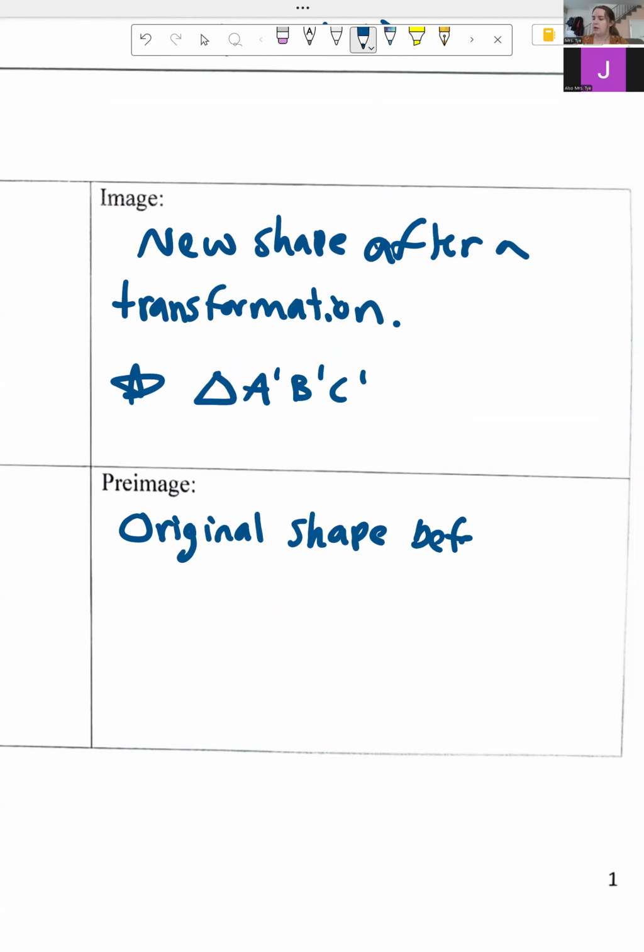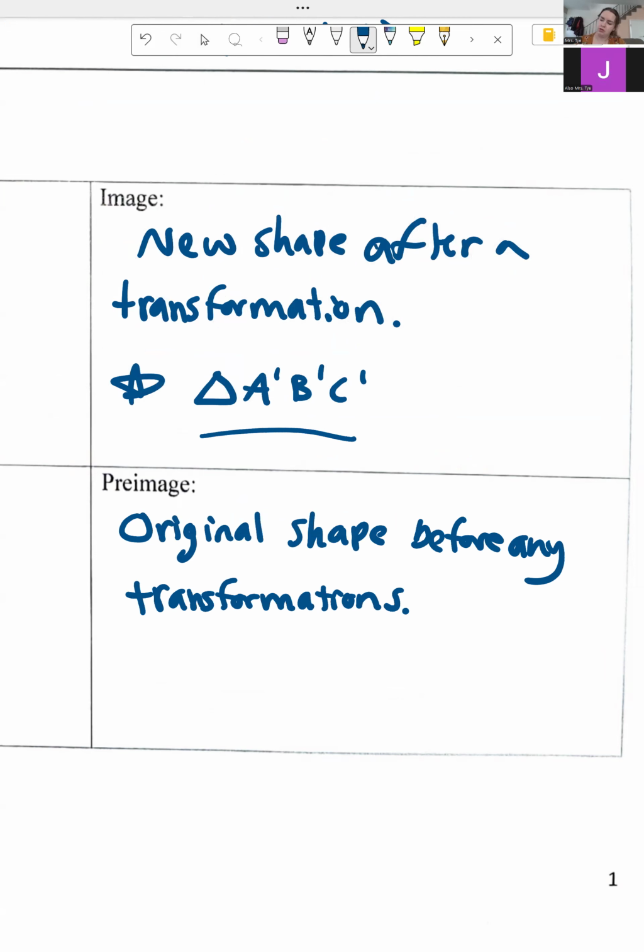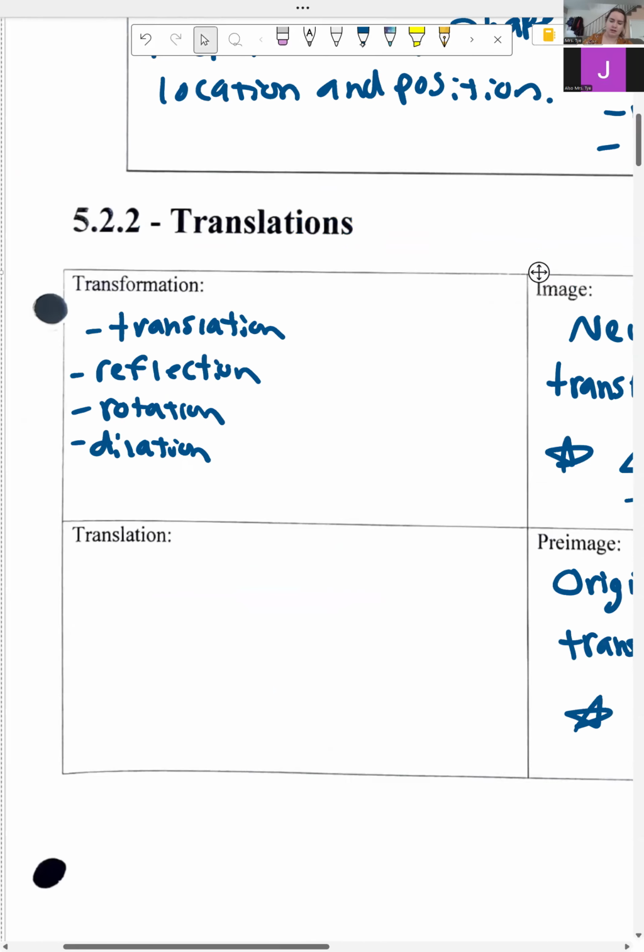Okay, and talking about the pre-image, this was the original shape before any transformations. So if this was our new shape, then our original one would just have been triangle ABC. Okay, and then we're going to talk about what a translation is.